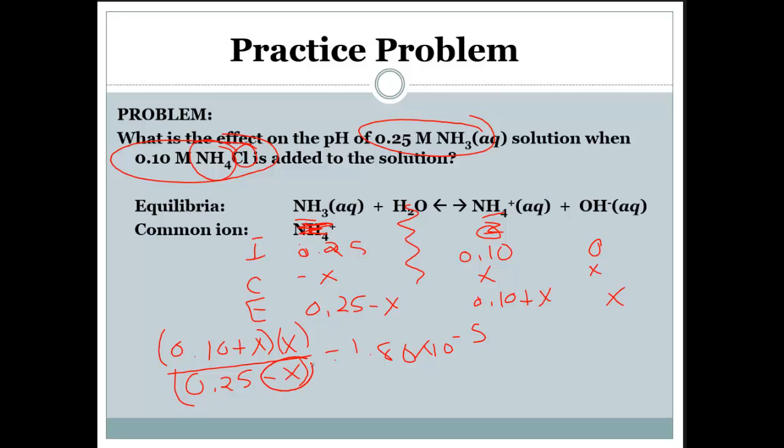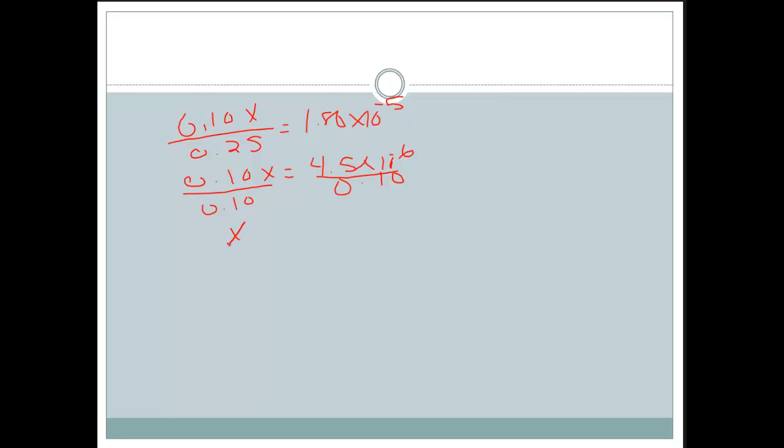Now, this minus X and plus X, I'm going to assume that the X is very small in comparison to the 0.25, and this X is very small in comparison to the 0.10. So I'm going to leave it out of the equation just to make my life easier. I'm going to double check this at the end. So that means we have 0.10 X over 0.25 all equal to 1.80 times 10 to the negative 5. Cross multiply, and I get 4.5 times 10 to the negative 6. And divide by 0.1 on both sides. So 4.5 times 10 to the negative 6 divided by 0.10 gives me 4.5 times 10 to the negative 5.